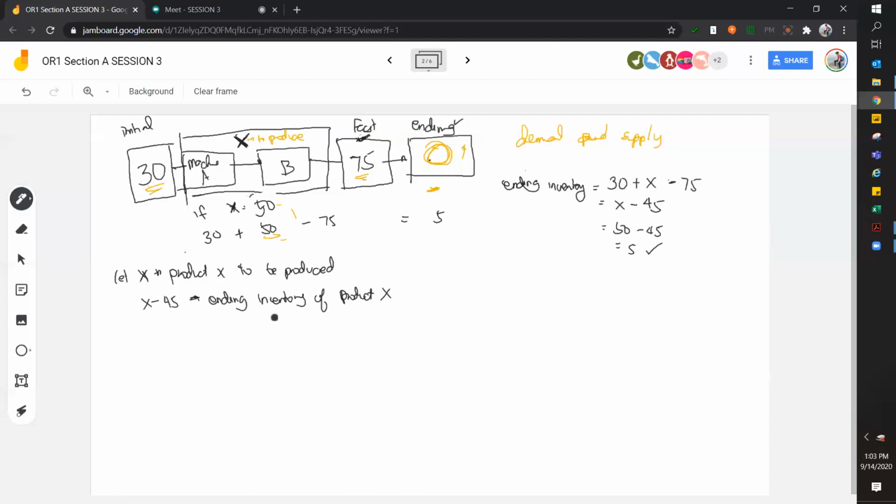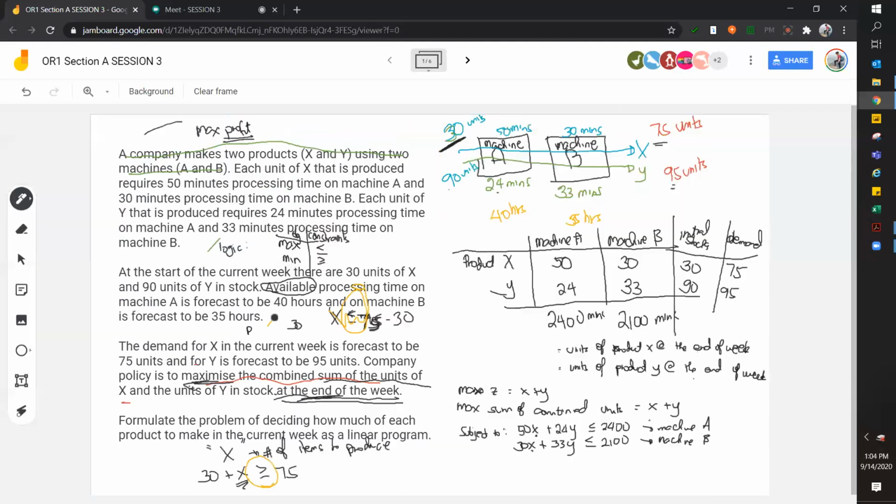Questions? It's still a bit confusing. Be honest. Okay, a bit confusing. Let's go back. The question is how much is the ending inventory? Yes, that is what we have to figure out. Let's go back to the question: maximize the combined units of X and Y at the end of the week. That is what is being asked of us, that is what we are deciding.